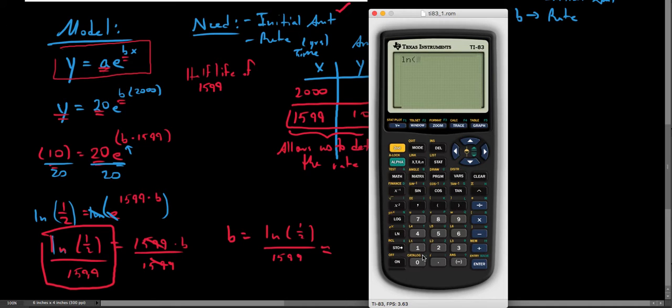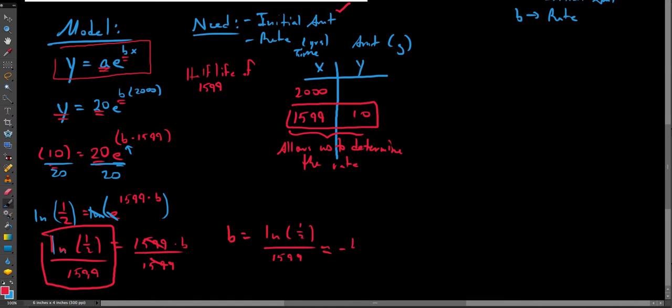So as I type in the ln of 1 divided by 2 here, and I divide that by 1,599, I get this. And I see this little e right here, e to the negative 4. So we have negative 4.33, e to the negative 4, in other words, times 10 to the negative 4. In other words, what we have here is approximately, if I scooch my decimal back 1, 2, 3, 4, we get negative 0.0004333.